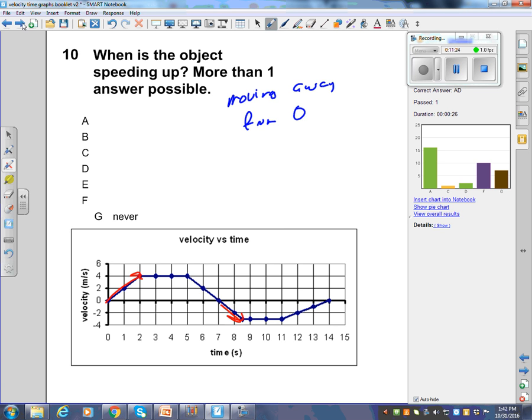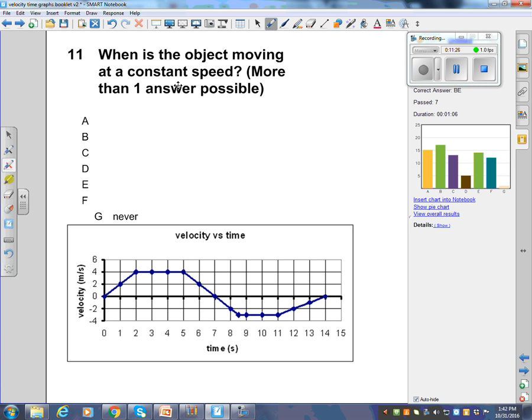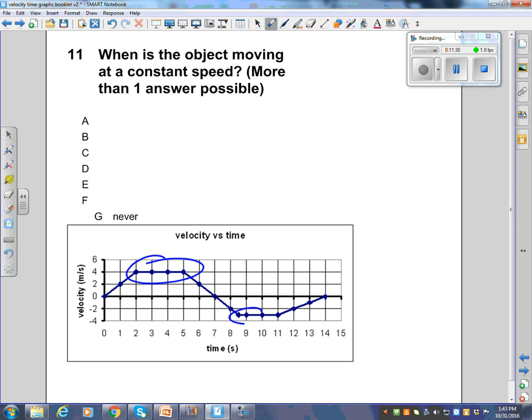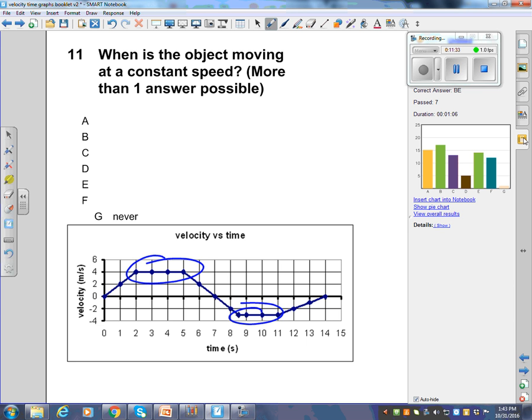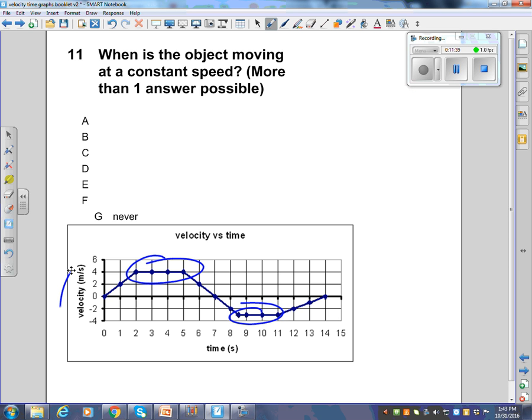And the last one, when is the object moving at a constant speed? And the answer is B and E. And it looks like we had all sorts of different answers there. Again, you must keep in mind what kind of graph we're talking about. Here we are talking about a velocity time graph.